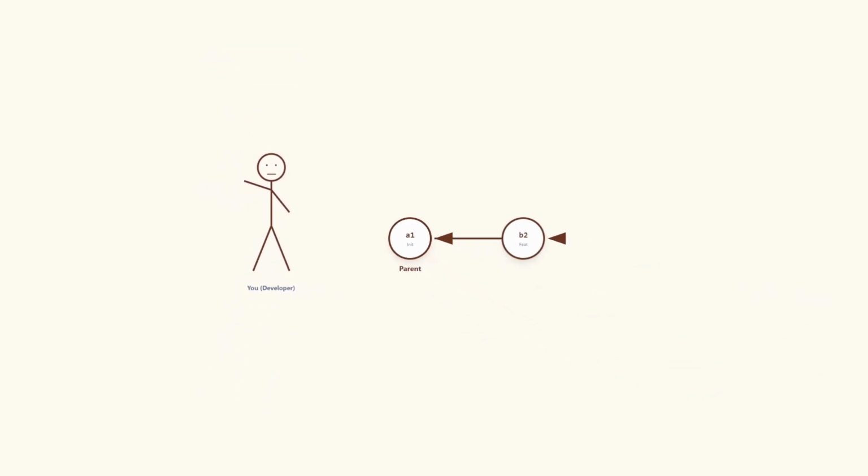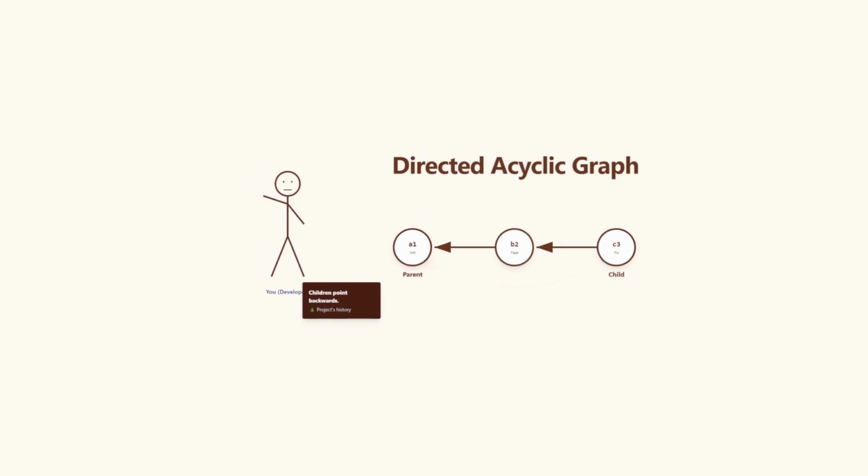This creates a chain. Parents never know their future children. Children point backwards to parents. The structure has a name, a DAG. Directed acyclic graph. Directed means the links go one way. Acyclic means no loops. This graph is your project's history.